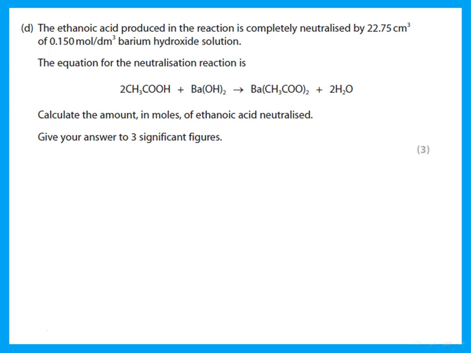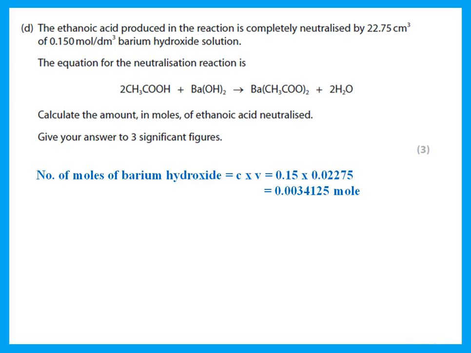The ethanoic acid produced in the reaction is completely neutralized by this amount of barium hydroxide. He gives me the equation and he says calculate the number of moles of ethanoic acid. Again, he gives me information about what? He gives me the volume and concentration of barium hydroxide. I use that, number one, to get what? Number of moles. So the number of moles of barium hydroxide, this is a solution. So concentration times volume. Please remember that the volume has to be in decimeter cubed. So if he says the volume is 22.75, you have to divide that by 1,000 before you put it into the equation. And he gives me the concentration.